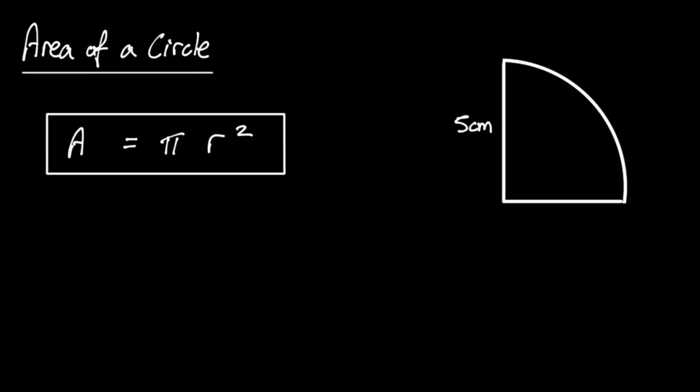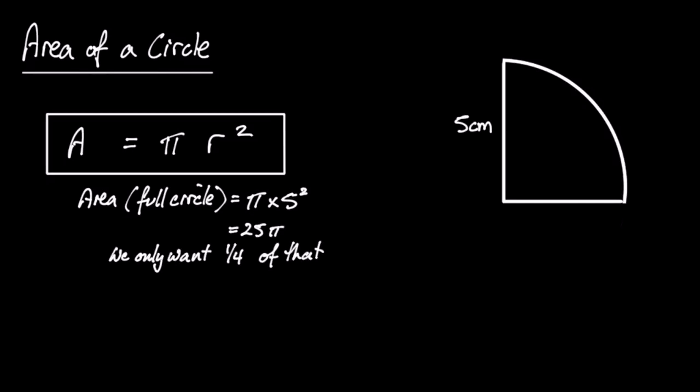I've got a quarter of a circle here. It has a radius of 5 centimeters. So remember, I work out the full circle first. So pi times 5 squared gives me a full circle area of 25 pi. I only want a quarter of that because my area in here is only a quarter of the circle. So I divide that by 4.